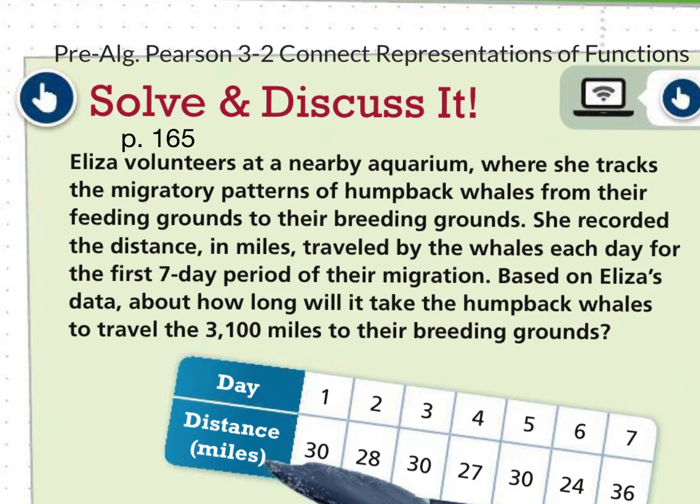Eliza volunteers at a nearby aquarium where she tracks the migratory patterns of humpback whales from their feeding grounds to their breeding grounds. She recorded the distance in miles traveled by the whales each day for the first 7-day period of their migration. Based on Eliza's data, about how long will it take the humpback whales to travel the 3,100 miles to their breeding grounds?